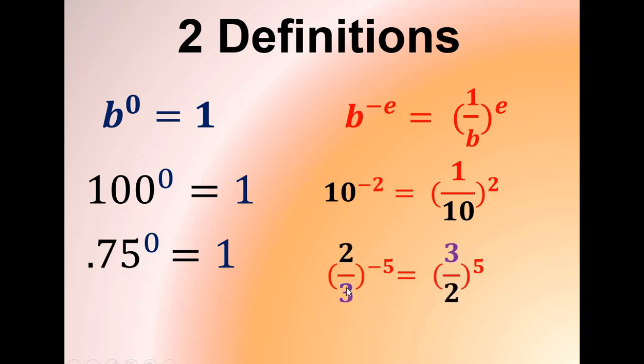And I have another one, 2/3 to the -5. Well, the reciprocal of 2/3 is 3 over 2. Just flip it over, and I changed -5 to +5. Okay?